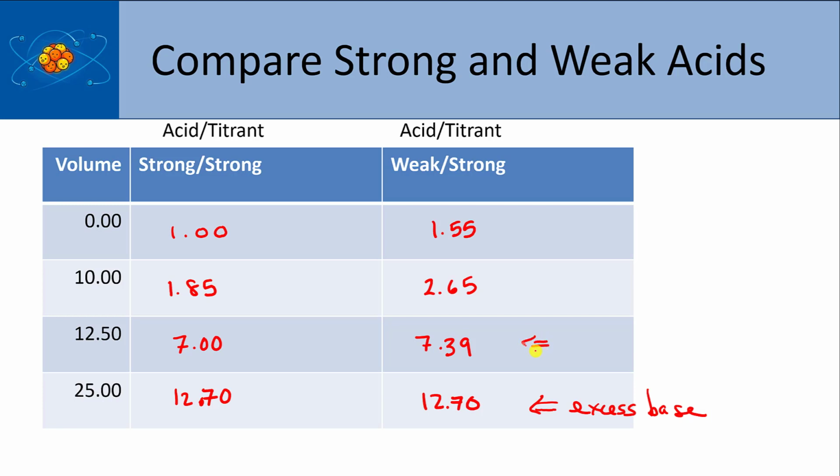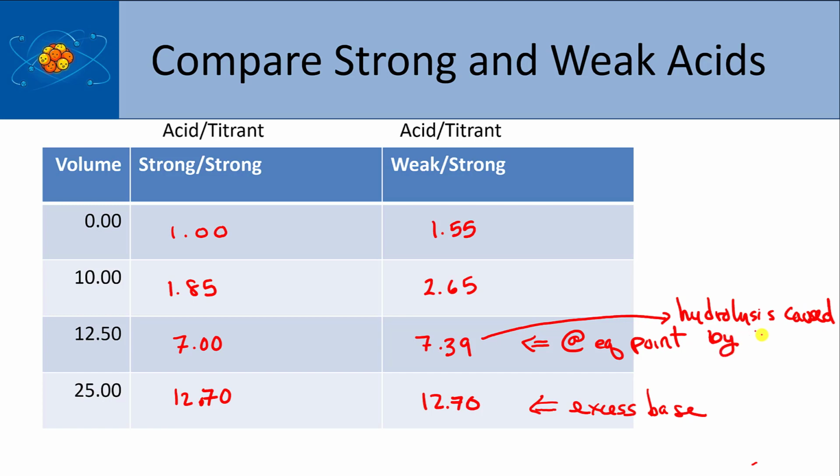This point, this is at the equivalence point. The strong acid, strong base is exactly neutral. It's pH 7. But at the equivalence point for a weak acid and a strong base, the pH will be higher. And this happens because of hydrolysis caused by, I should say caused by, not of, the A minus in solution, the conjugate base of the weak acid.